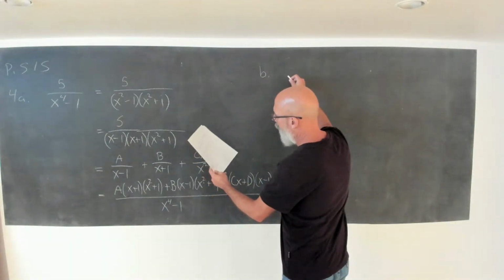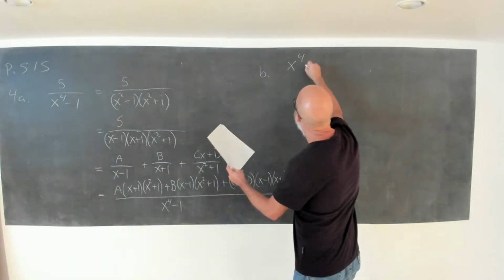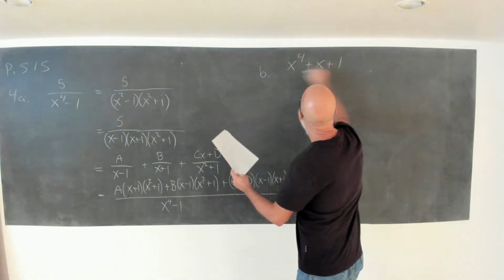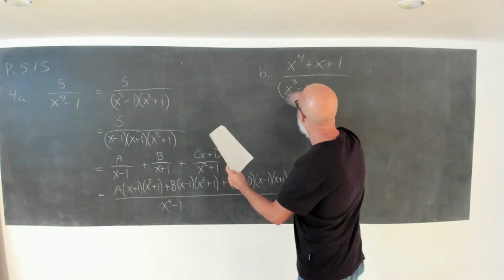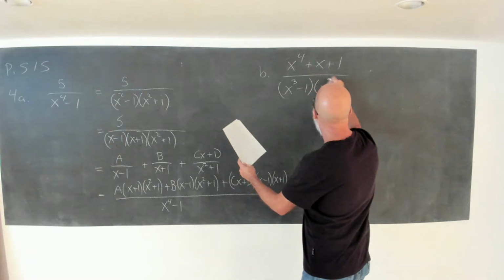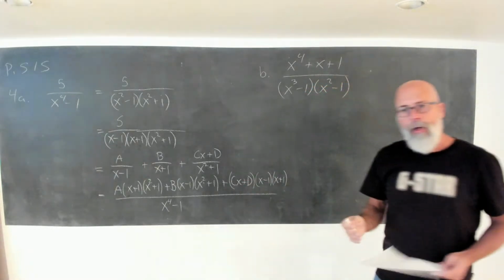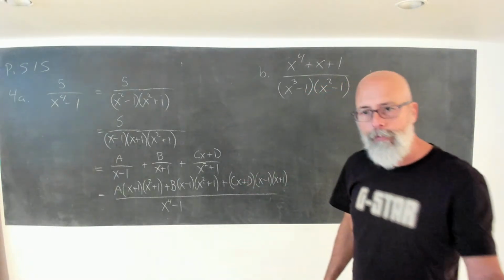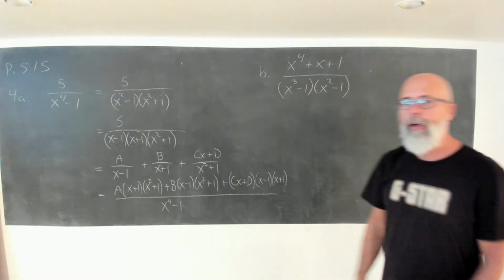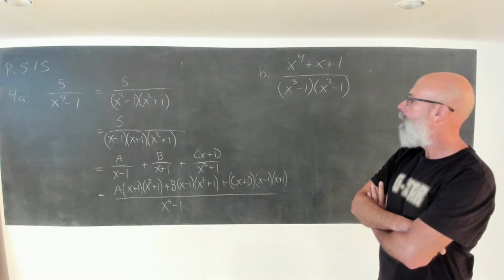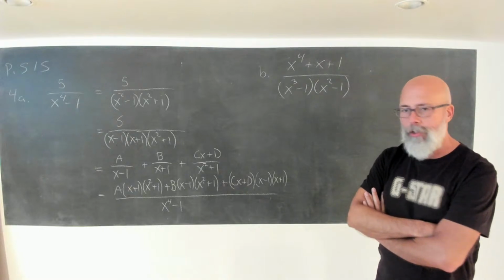We move on to the next one. Again, the question is the same, just asking us for the form of the partial fraction decomposition. It's telling us not to solve for the constants.